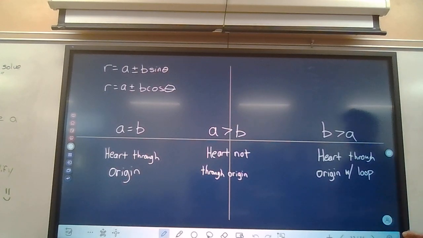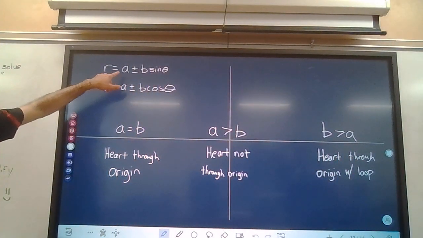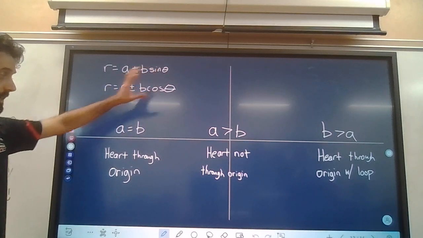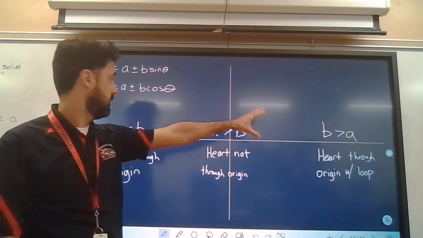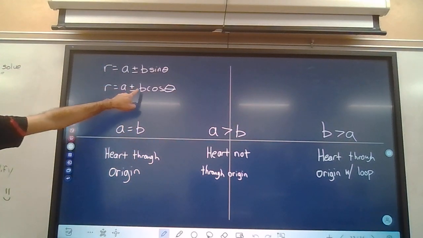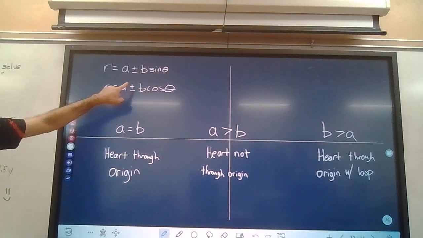All right, up next, 3 different types of hearts. You don't have to know the names, so I'm just going to call them all hearts. Whenever you have r equals a plus or minus b times either sine of theta or cosine of theta, it's going to give us one of the three types of hearts. a is always going to be a positive number. We're going to view b as being positive even if it's a minus. The minus just tells us the symmetry. Whether it's positive or negative, I'm going to always view b as being positive, a as being positive.